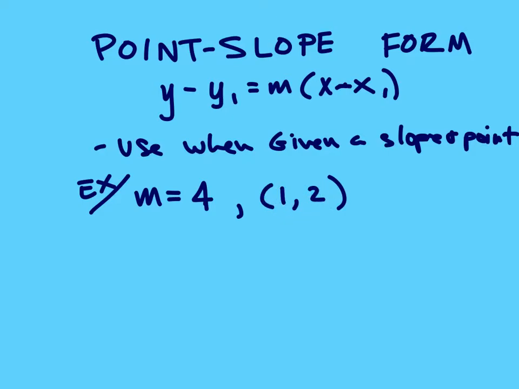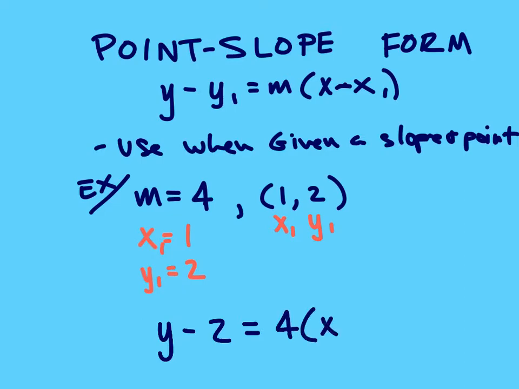I have my slope, and I'm going to label this x sub 1 and y sub 1, okay? So I'm going to label those numbers over here. X sub 1 is equal to 1, and y sub 1 is equal to 2. Now, if I take these numbers and I substitute them back into my point-slope form of my equation, I end up getting that y minus 2 is equal to 4 times x minus 1. And then what I'm going to do is I'm going to then solve this equation for y, okay, and put this back into slope-intercept form.